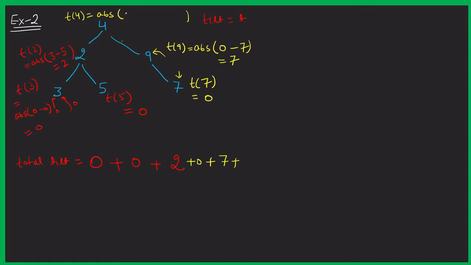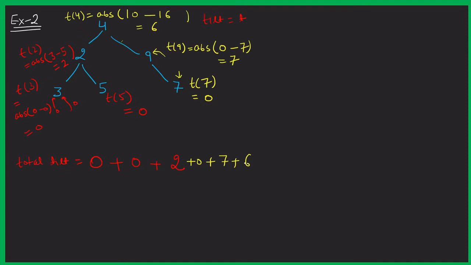8 plus 2 will be 10. Now 10 minus the sum of the right subpart values, which is 7 plus 9, that is 16. So the total difference will be 6. Absolute difference will be 6. So T of 4 will be 6.